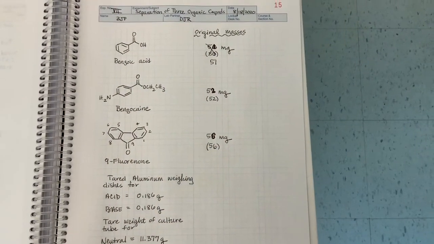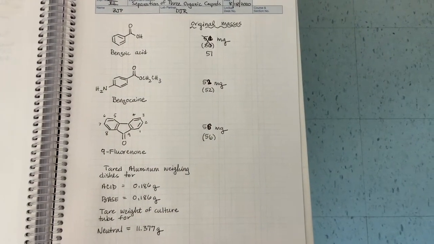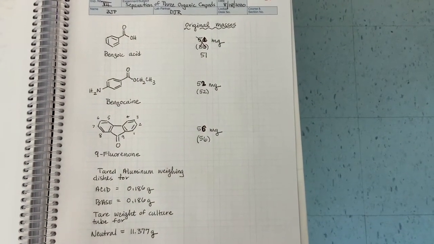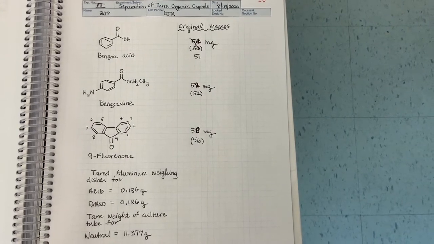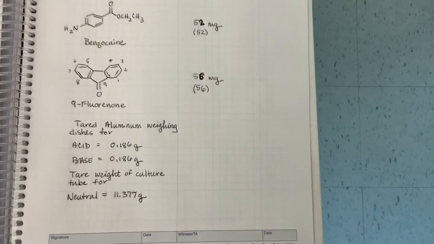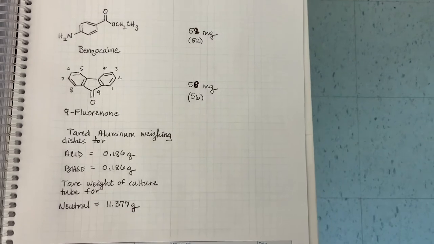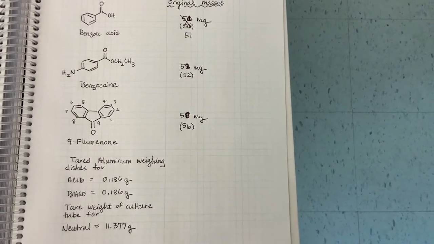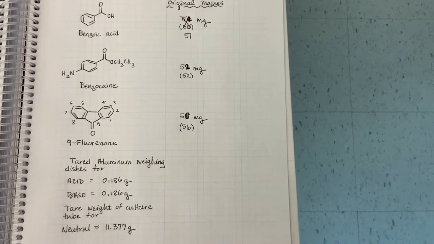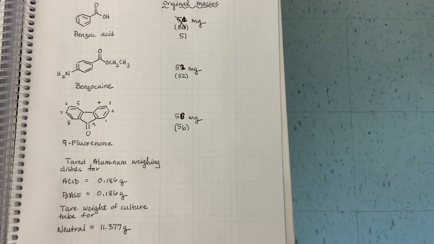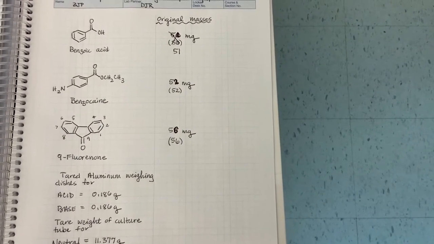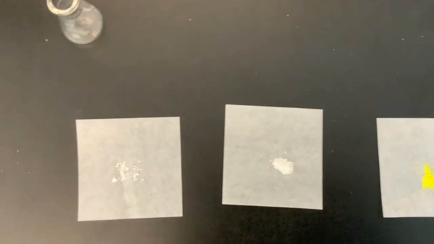All right, so in our notebook, we've recorded the original masses of benzoic acid, benzocaine, and 9-fluorenone, our acidic, basic, and neutral compounds, respectively. And then also, we went ahead and took the tare weights of 2 aluminum weighing dishes, which we are going to use to collect the acidic and basic compounds. And then we also took the tare weight for the culture tube that we will use to isolate the neutral compound. And so here, once again, we've got our 3 compounds in a row.